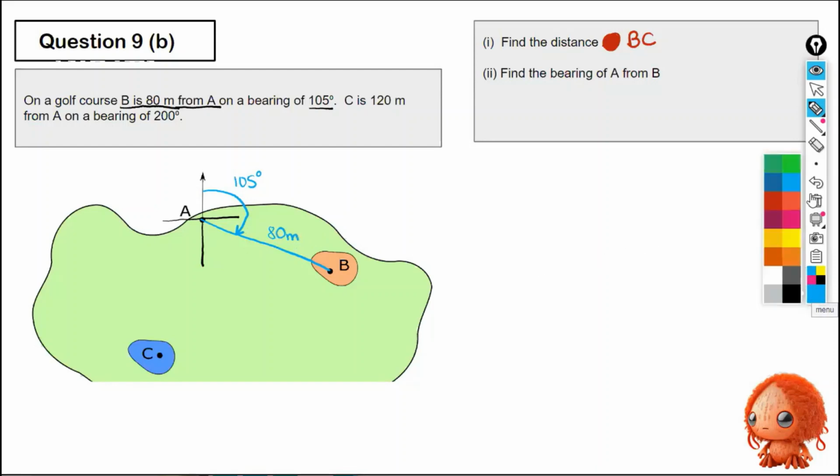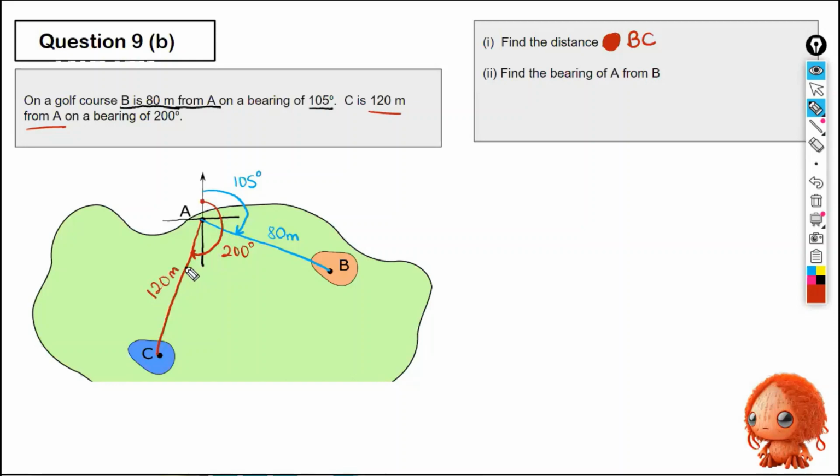And C is 120 meters from A. So you're standing at A again, on a bearing of 200. If you're walking from A to C, this red angle is 200 degrees. But once again, bearings are always measured from north in a clockwise direction. And that distance would be 120. And they're asking you to find the distance CB, which is one of the corrections I had to make.